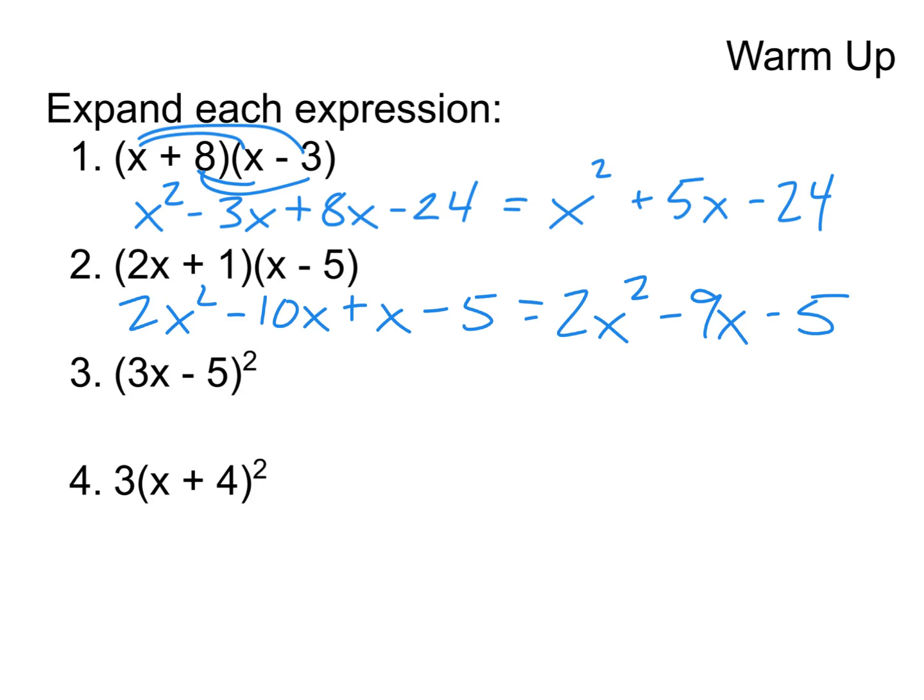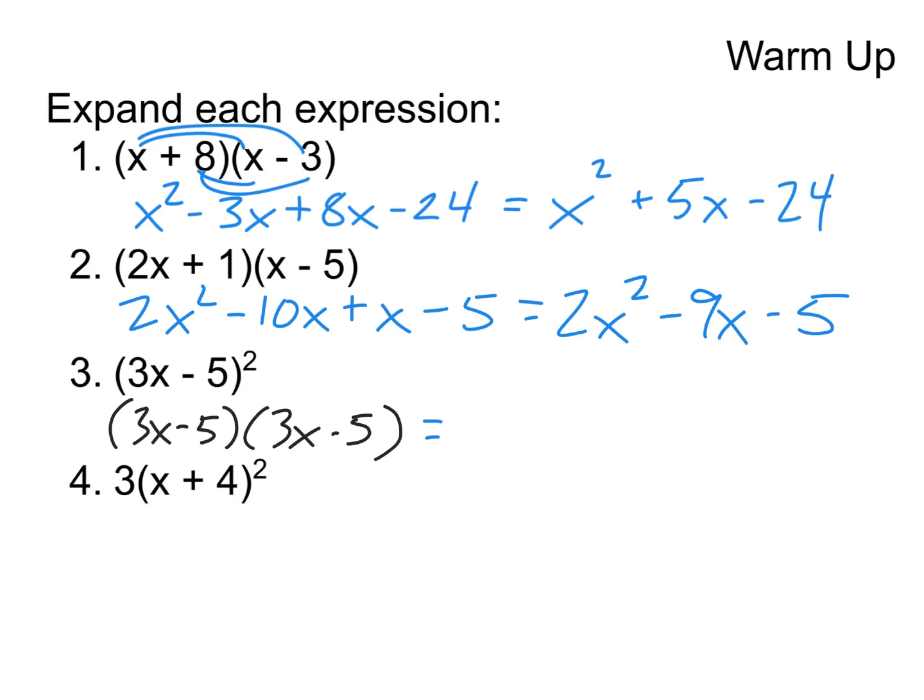Number 3. It's not going to give us 9x squared plus or minus 25 because we cannot simply distribute an exponent. Squaring something means multiplying it by itself. So the very first thing we have to do on this one is rewrite our problem as 3x minus 5 times 3x minus 5. And then we're going to multiply that out.